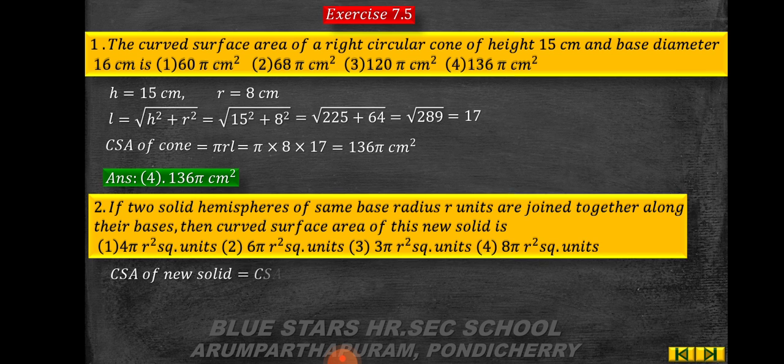So CSA of the new solid is equal to CSA of a sphere, which is equal to 4 pi r square square units. So the correct option is option 1, 4 pi r square square units.